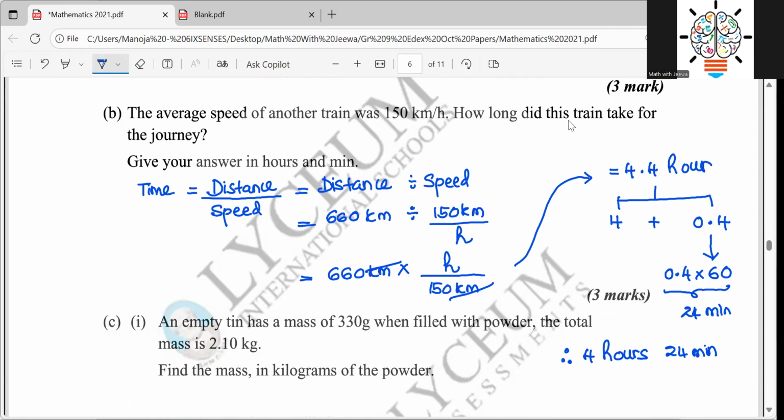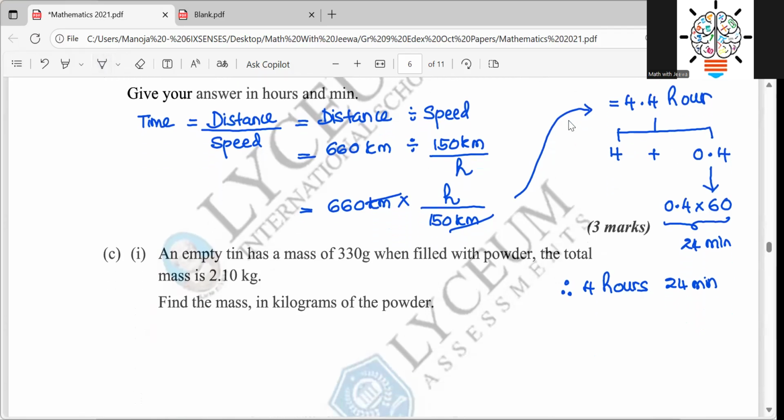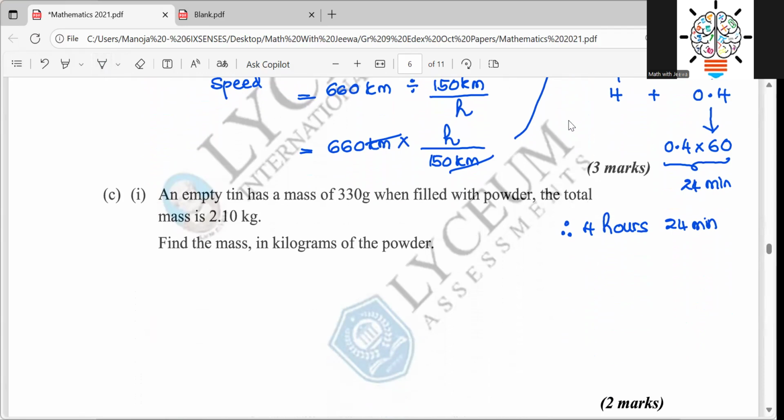Okay, so then the next one, an empty tin has a mass of 330 grams when filled with powder. The total mass is 2.10. Find the mass in kilograms of the powder. Now here, this is very easy, children. So then an empty tin has mass of 330. Read the question carefully. And when filled with powder, the total mass is 2.10. Okay. Find the mass in kilograms of powder.